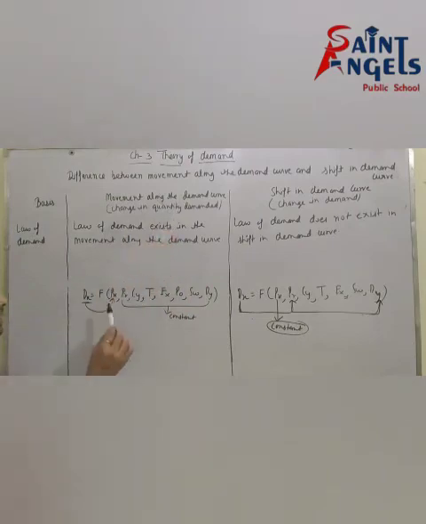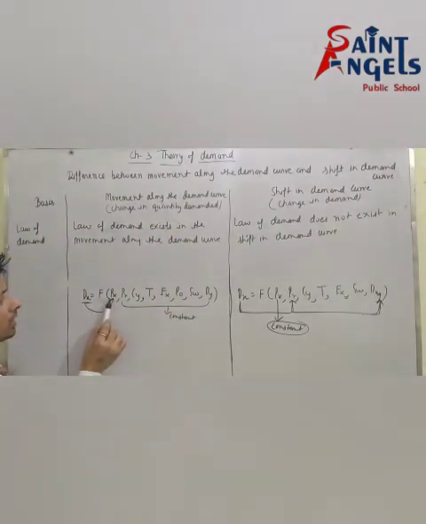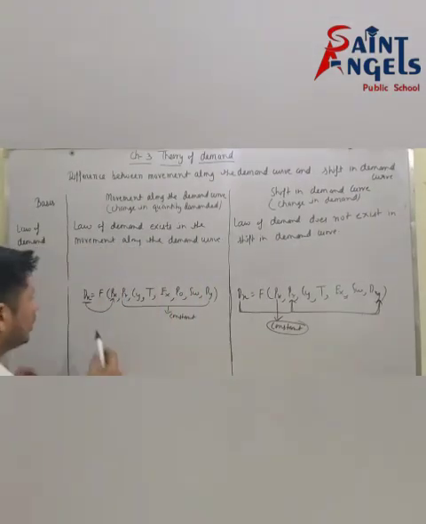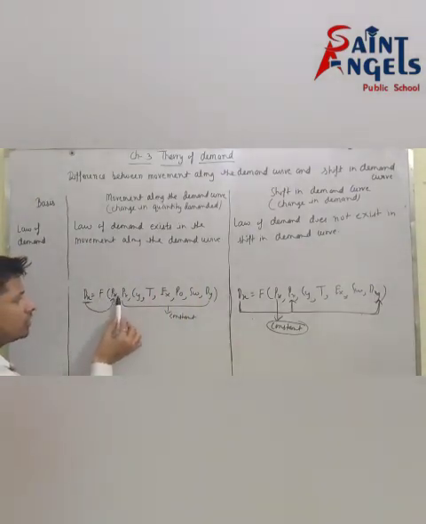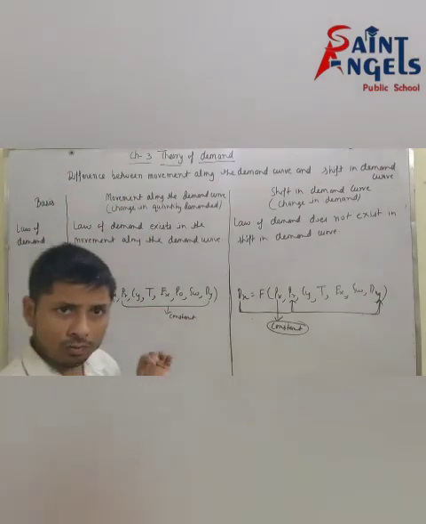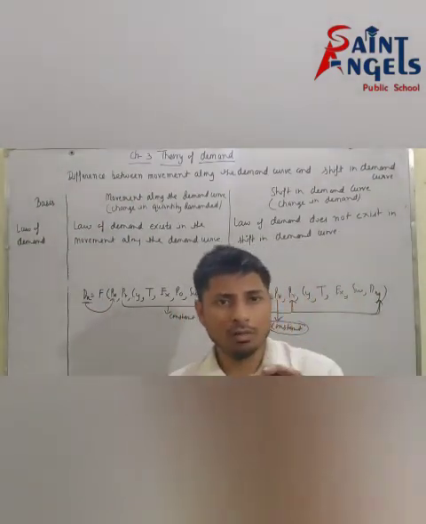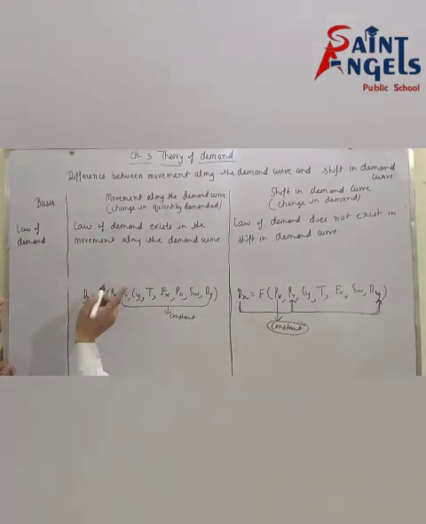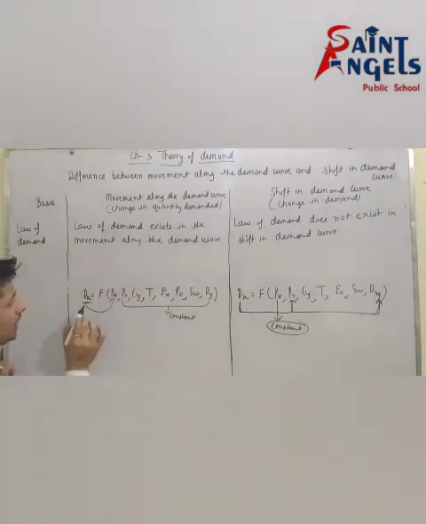Movement along the demand curve says that the demand of the given commodity is affected by a change in the price of the given commodity. The law of demand also says this: demand of the given commodity is affected by a change in price of the given commodity, other factors remaining constant. So movement along the demand curve and the law of demand are the same concept.